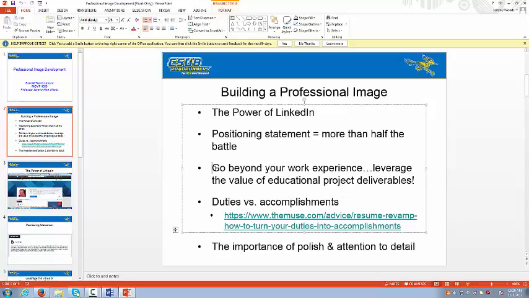Duties versus accomplishments. There's a nice link here that I've given you. I'm not going to open it up right now, but you have it there for your reference. Most people, when they describe their work, they talk about duties. So I'm a professor. I teach undergrad classes. I also participate in committees and I publish journal articles. Well, anybody that knows something about professors already knows that those are my job responsibilities.